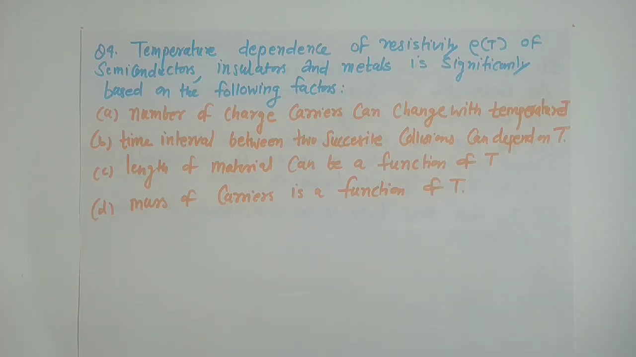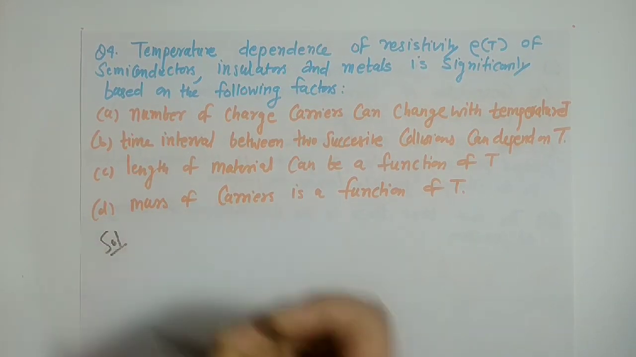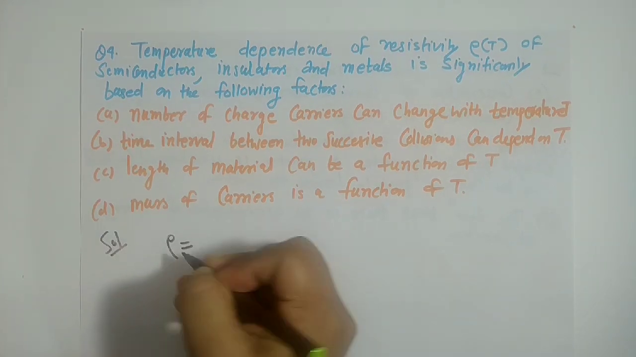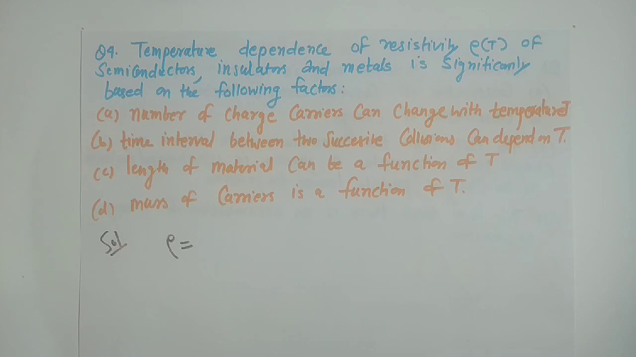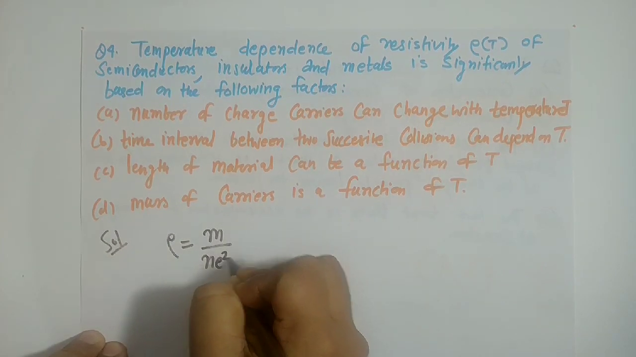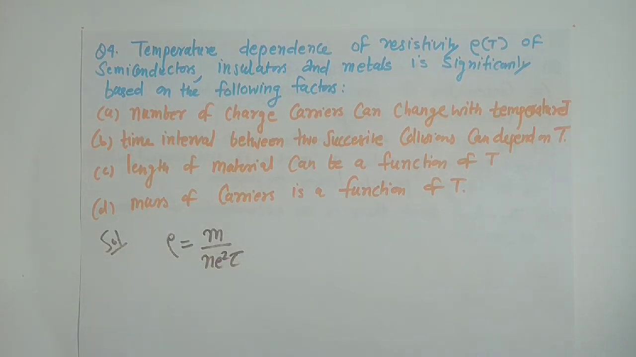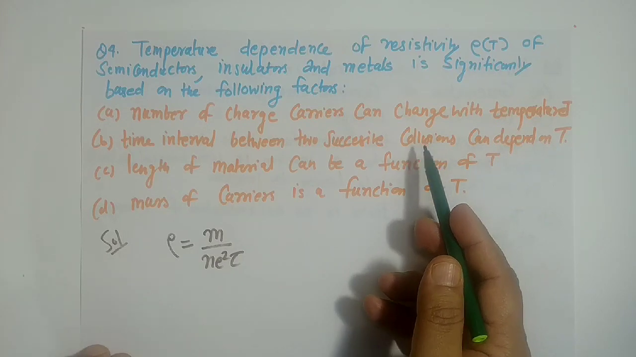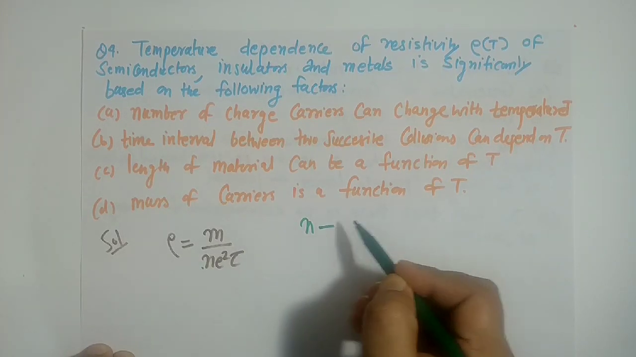Now, if you remember what the resistivity was, rho, you remember it or not? It was rho equal to m upon n e square tau. So this was the resistivity. And what happens when the temperature changes? When the temperature changes, the number of charge carriers can change with temperature. Yes, that factor is this. n is the factor, n can change.